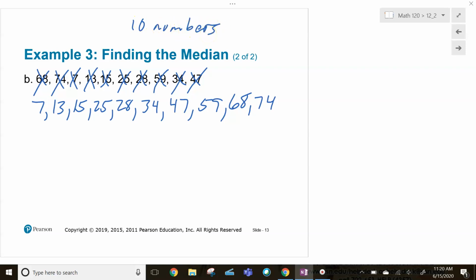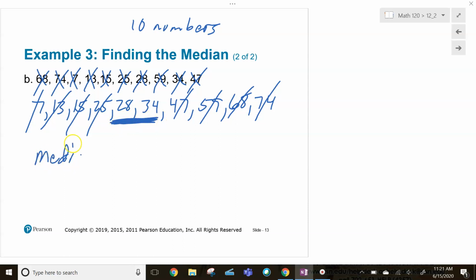So it's going to be the mean of the middle two. Let me show you. If I cross them out in pairs, the bottom and the top, I'm looking for the middle number. Cross out bottom, top, bottom, top, bottom, top. I got 2 numbers in the middle. I don't have just 1 number in the middle.